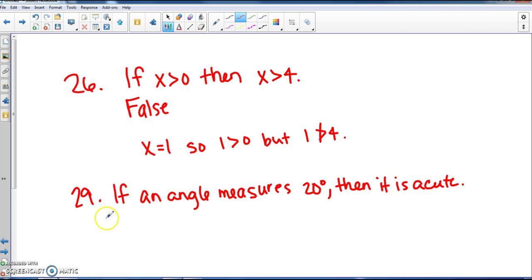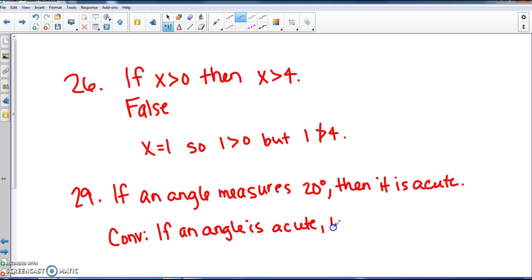But if I did the converse of that, the converse would be if an angle is acute, then it measures 20 degrees. This is false because I could have an acute angle that's 60 degrees. Not every acute angle is going to measure 20 degrees. So that's why this one is false, but that one was true. So that's an example of what you could have written. Or like I said, you could have just copycatted this type of thing. Okay? All right, so that completes homework.